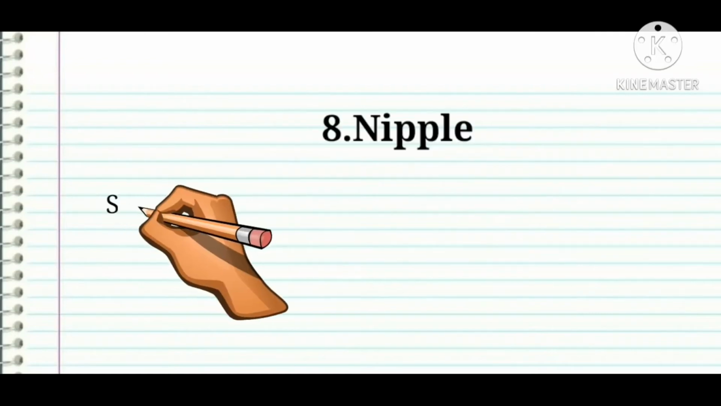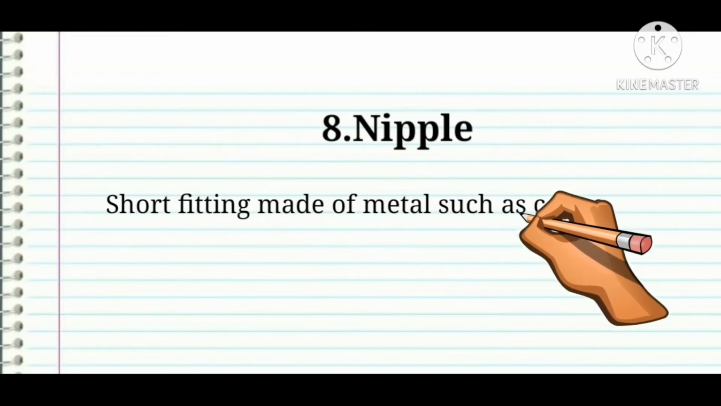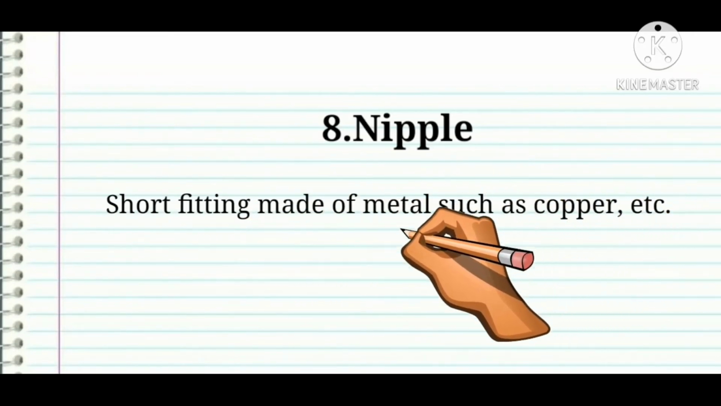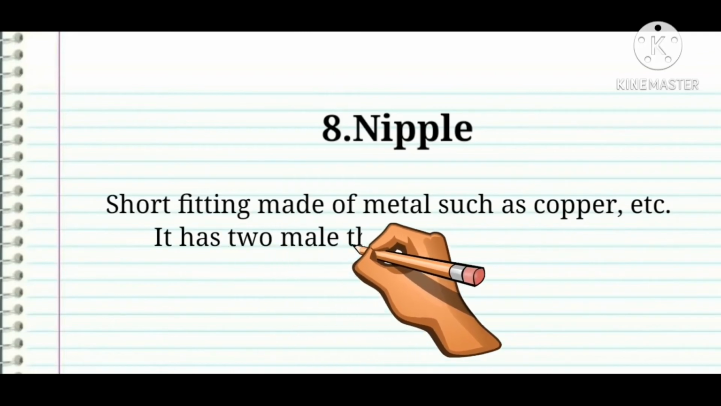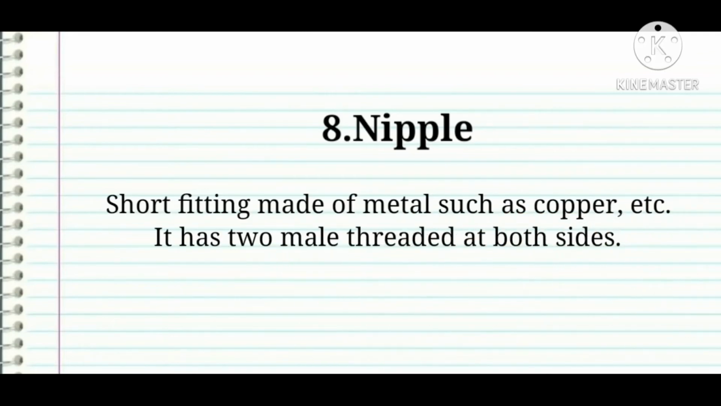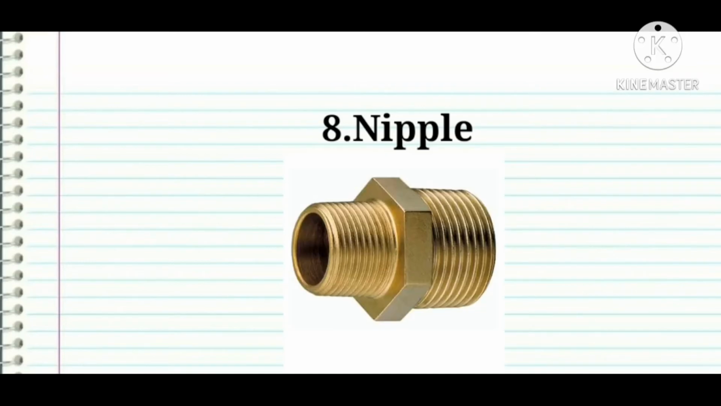Number 8 is nipple, a short fitting made of metal such as copper, steel, or CPVC. It has 2 male threaded ends at both sides. Ang kaibahan lang nito ay may dalawang male ruscas or thread sa magkabilang dulo. Ginagamit rin ito tulad ng coupling for the straight run fitted to the female threaded pipe.